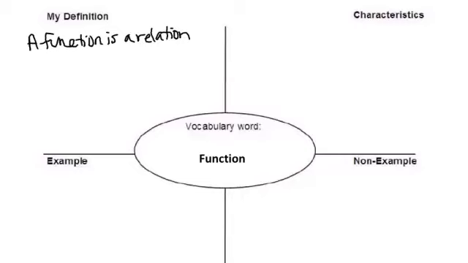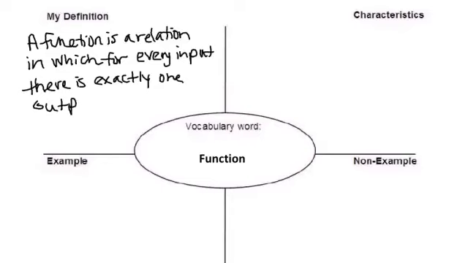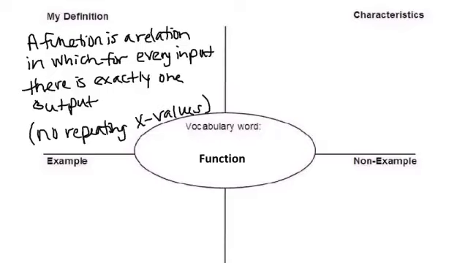So domain and range is a way that we can describe functions. And a function is a relation in which for every input, there's exactly one output. Another way to think about this is there's no repeating x values. So some characteristics that we are going to look at. We're going to be looking at graphs of functions.